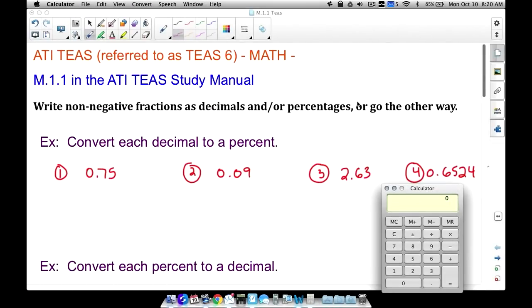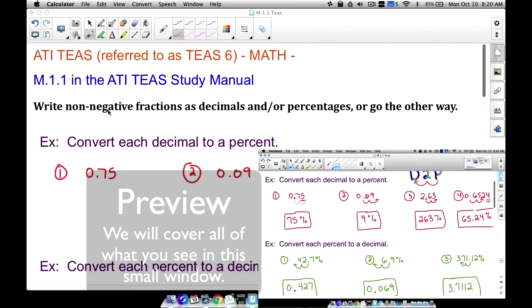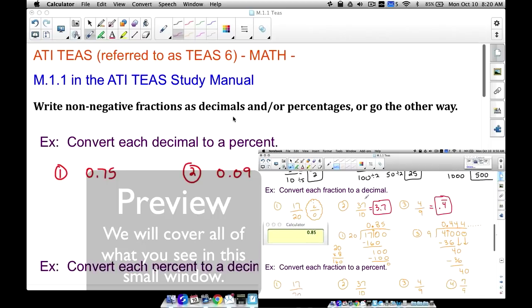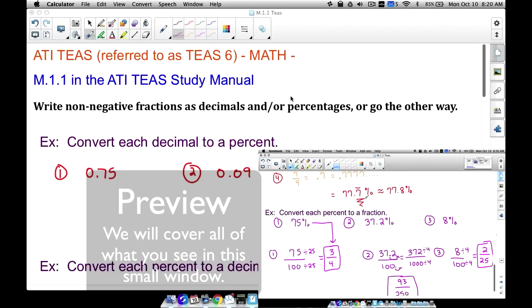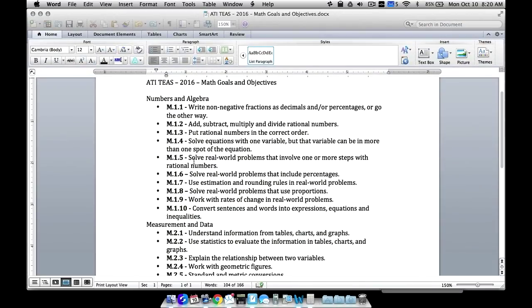Alright, in this video we are going to look at goal M.1.1 in the ATIT study manual for math. What M.1.1 is: write non-negative fractions as decimals or percents, or go the other way. So we have fractions, we have decimals, we have percents, and we're going to have to convert back and forth between these.